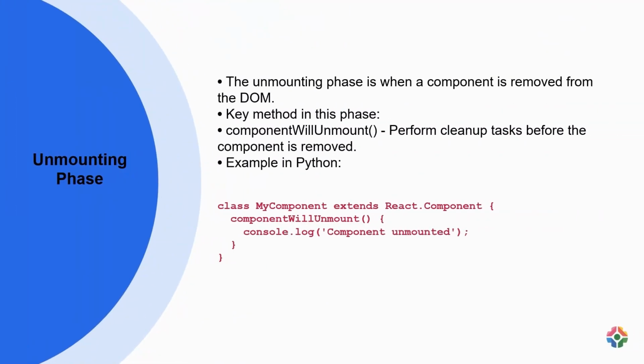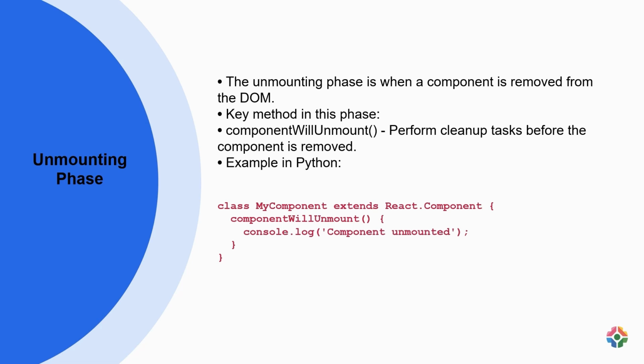During the unmounting phase of a component in React, the component is being removed from the DOM. One key method used during this phase is componentWillUnmount. This method allows you to perform any necessary cleanup tasks before the component is unmounted. For example, you can unsubscribe from event listeners, clear intervals, or perform any other necessary cleanup operations within this method.